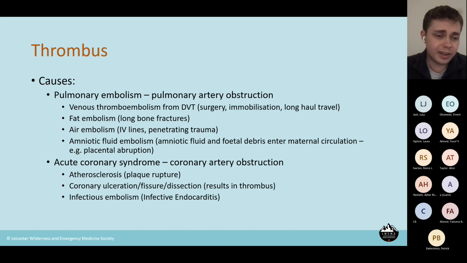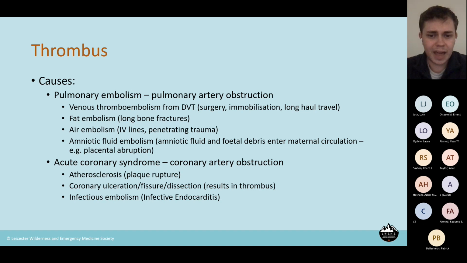So that's something important to consider when you're in the maternity unit. And then you can have coronary thrombus as well. So acute coronary syndrome, where there's coronary artery obstruction with STEMI and NSTEMI. That can be due to atherosclerosis, so plaque rupture. You can get coronary ulceration, fissures or dissections that result in a thrombus, infectious embolism, like infective endocarditis.